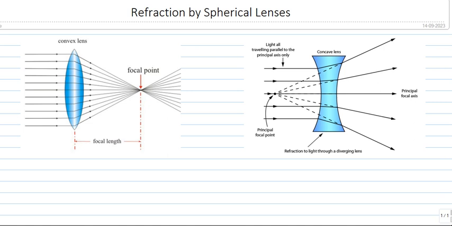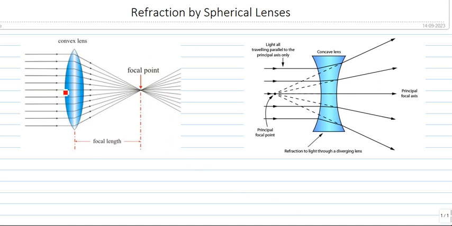So as we see, there are two kinds of lenses, convex lens and concave lens. We previously saw about mirrors. We saw about concave mirror and convex mirror. Now we will see about convex lenses and concave lenses.